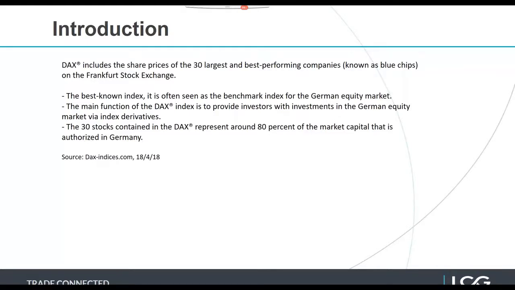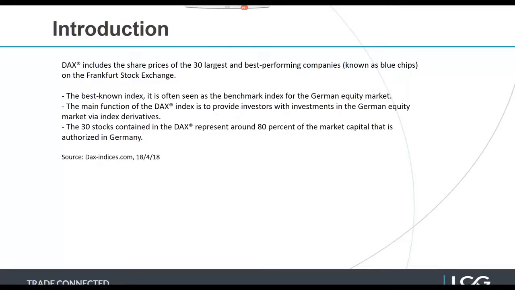The main function of the DAX is to provide investors with investments in the German equity market via derivatives. So obviously the DAX index itself is a futures product. When you're trading it with LCG, you're trading a CFD or a spread bet on that futures product.